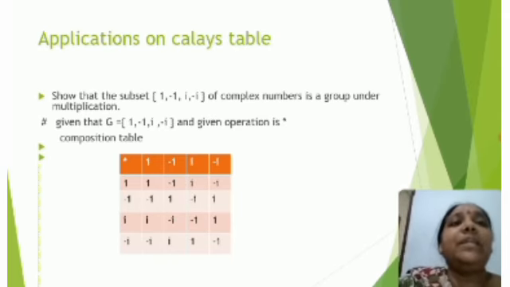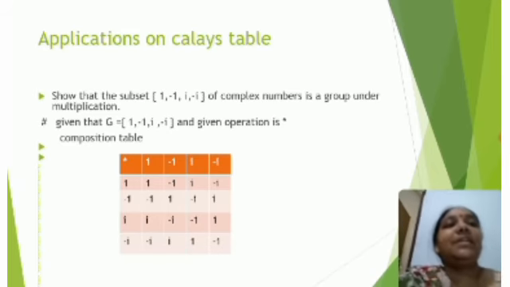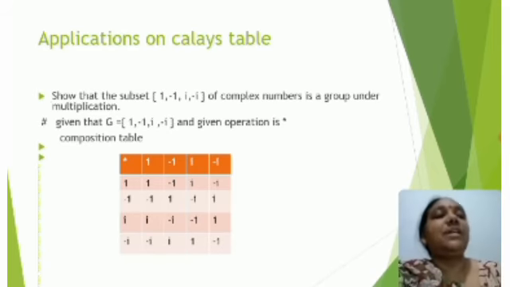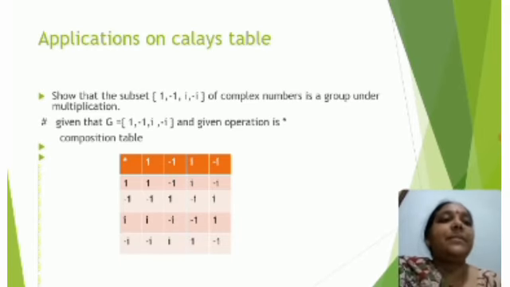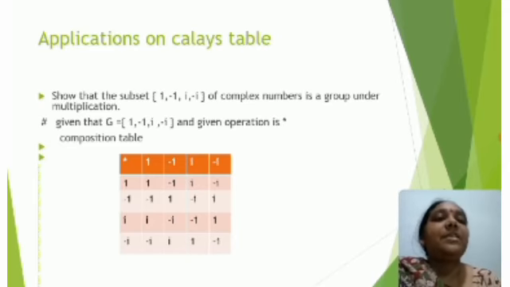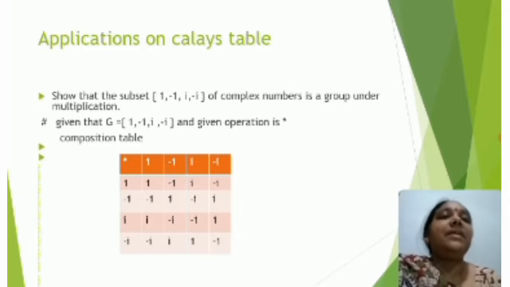Here we have 4 elements, which means we have to take 4 plus 1 rows and 4 plus 1 columns. So I am taking 5 rows and 5 columns in the composition table. First, multiplication is the binary operation, which I am taking here, and the elements 1, -1, i, -i I am taking here. Also in the first row and first column I am taking 1, -1, i, -i.